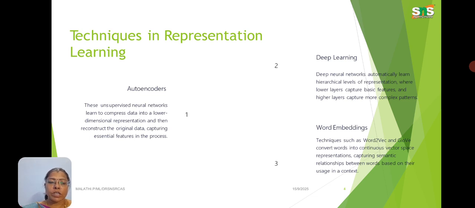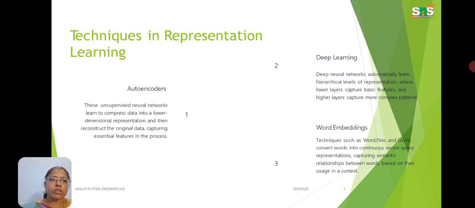What are the techniques we used in representation learning? The techniques are autoencoders, deep learning, and word embeddings. Autoencoding is an unsupervised neural network which is used to learn to compress data into a lower dimensional representation. We had already seen about the two-dimensional and three-dimensional representation. It is mostly used in audio and video format files, and it captures the essential features in the process.